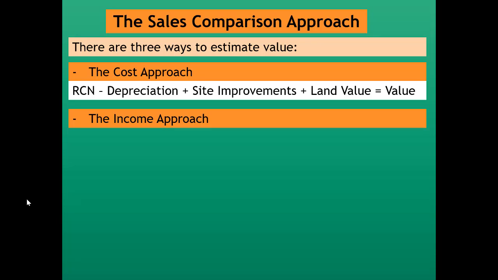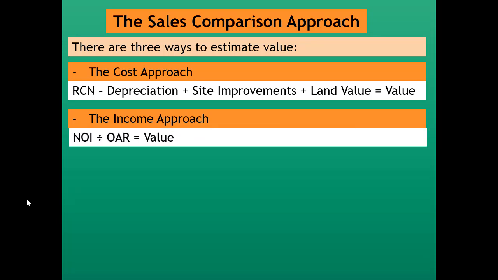The second method is known as the income approach. And in the income approach, the net operating income, NOI, is divided by an overall capitalization rate. And NOI is derived by estimating the potential gross income, subtracting from that vacancy and collection loss to estimate the effective gross income, and subtracting from that operating expenses to determine what the net operating income is for a piece of property, and then estimating what the overall capitalization rate is, and dividing the NOI by that rate gives us a value via the income approach.